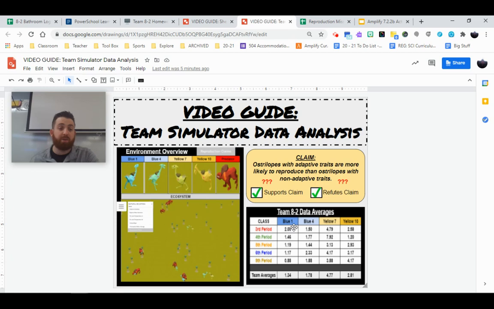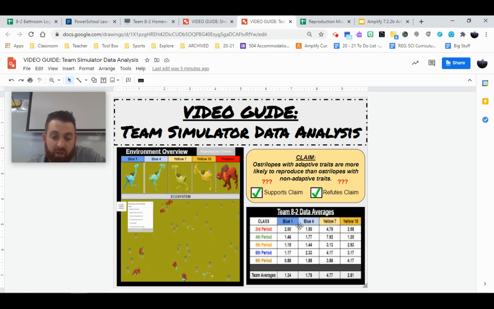Remember, each period represents anywhere between 20 to 30 students worth of data. So it's looking like almost everybody is averaging across all of their classes anywhere between 1 to 2 reproductions when they observe their australopes. When we look at the yellows, we have one that has a 7, but everybody else is between 3 and 4 typically.